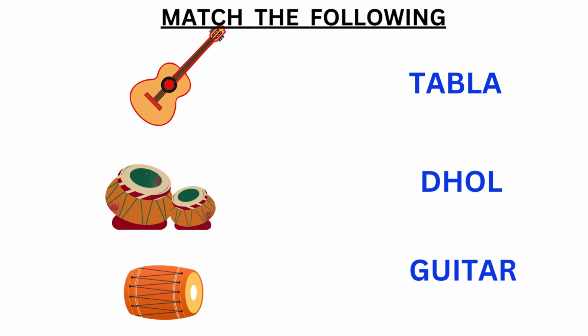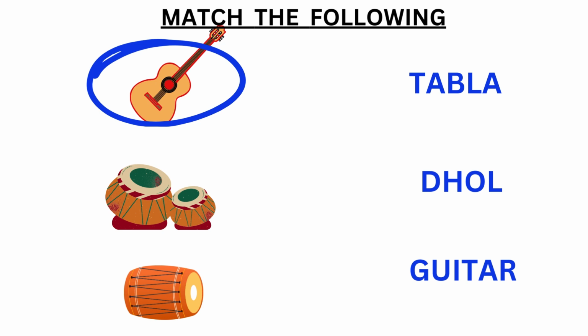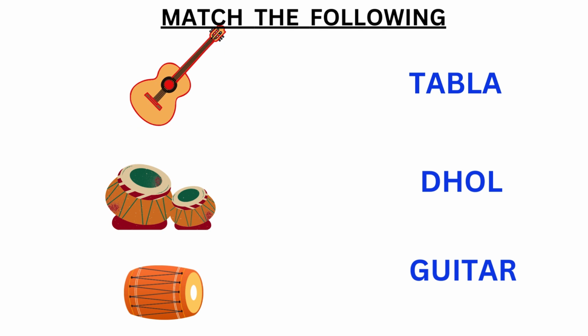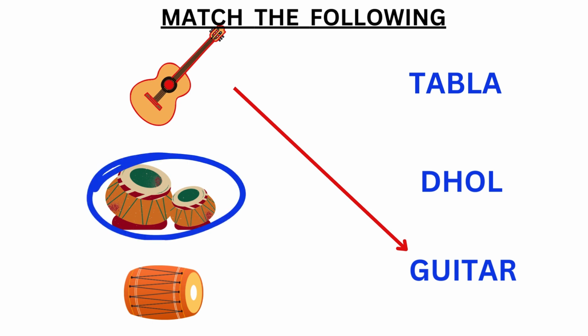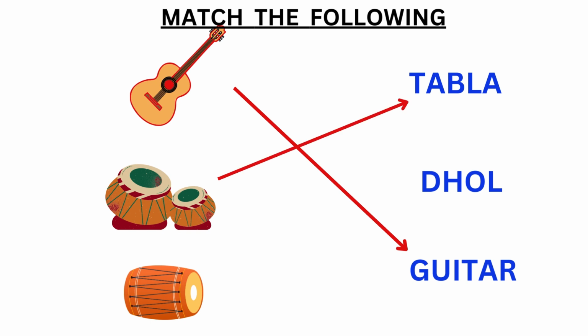First, an instrument with strings that is used in many types of music. What do we call this instrument? It's the guitar. Next, a pair of two small drums. What do we call this? It's the tabla. Lastly, a large barrel-shaped drum. What do we call this? It's the dhol.